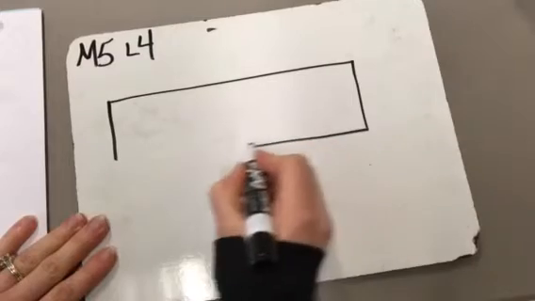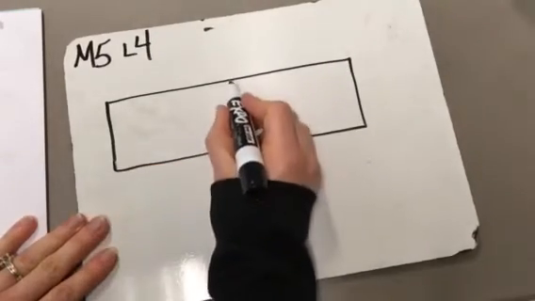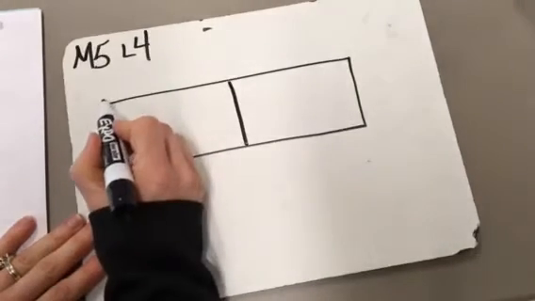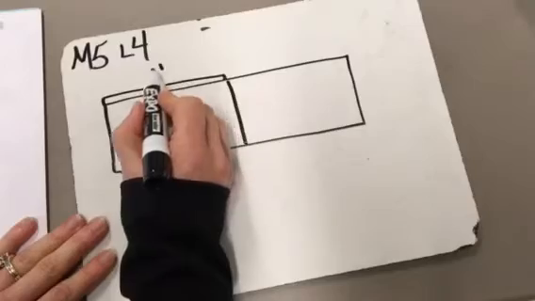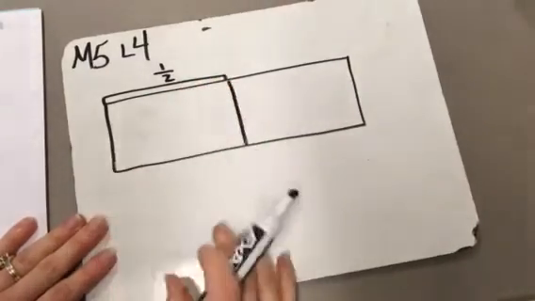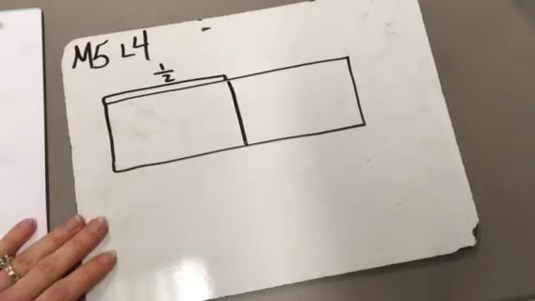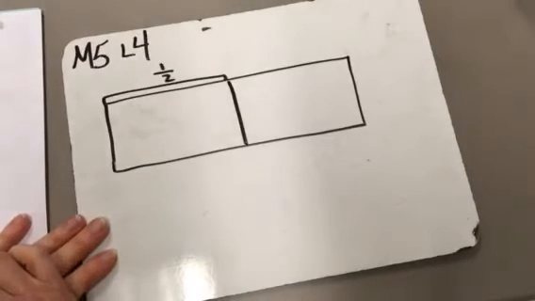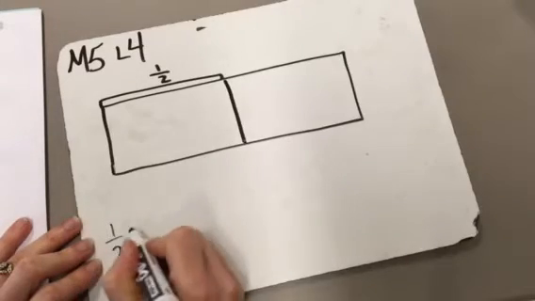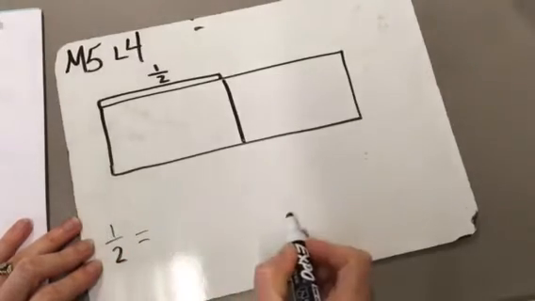Okay, the first thing I'd like you to do is draw a tape model. We're going to take this tape model and cut it in half, right straight down the middle. We're going to label 1/2. We could have labeled the whole, but right now we're dealing with 1/2. We want to know what else 1/2 equals. So we're going to say 1/2 equals, and we're going to leave a space there.